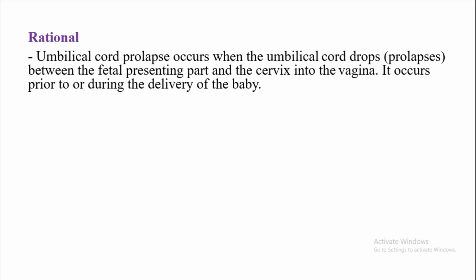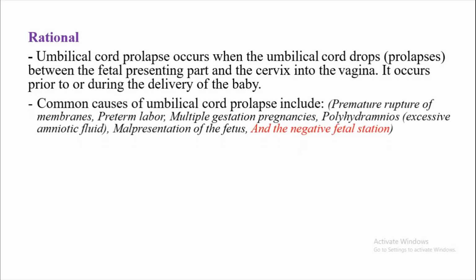Umbilical cord prolapse occur when the umbilical cord drops or prolapses between the fetal presenting part and the cervix into the vagina. It occurs prior to or during the delivery of the baby.